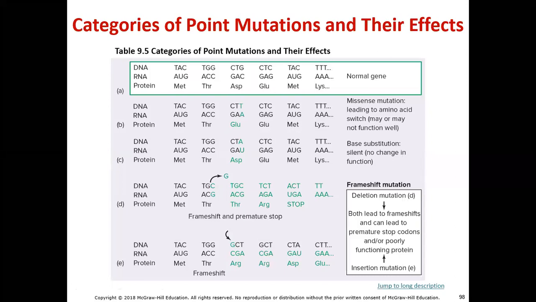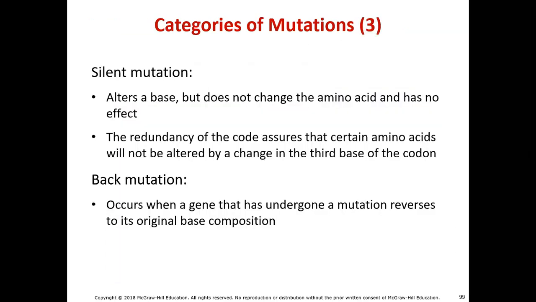A base substitution, though, can also result in no particular change. If you remember, there's also redundancy in the genetic code. So sometimes with a slight change in that third position of the code, you'll still get the same amino acid. A silent mutation alters a base but does not change the amino acid and has no effect. So that would be an example of that. The redundancy of the code assures that certain amino acids will not be altered by change in the third base of the codon.